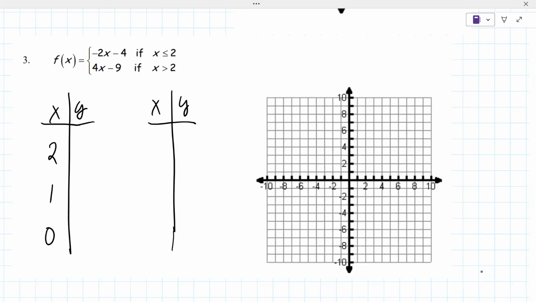Okay, so for the first table, -8, -6, -4. Like this. Yeah. All right, that looks good. For the next one, what values are you going to use? Can we do 2, 3, 4? Yes. Okay.